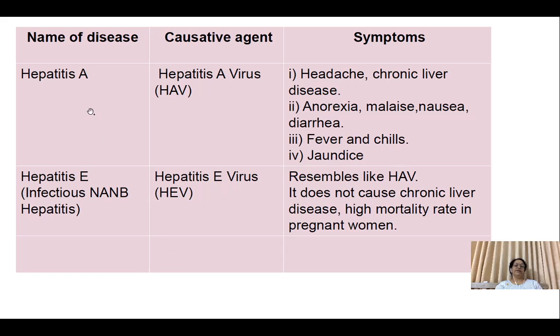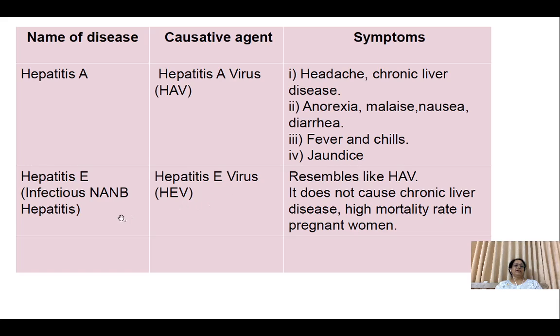Next disease and very important category is infectious hepatitis called hepatitis A, caused by hepatitis A virus, that is HAV. This causes headache and chronic liver disease. There is a loss of appetite, that is anorexia, malaise, nausea, and diarrhea. Fever and chills are also common. As there is bilirubin accumulation, one can see symptoms of jaundice in the patient.